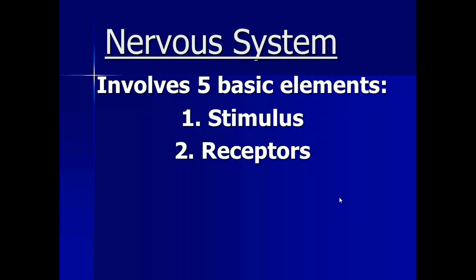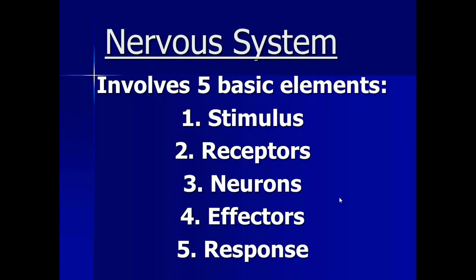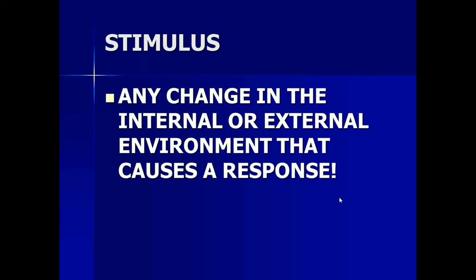Number 1, let's get them all up there: a stimulus, receptor, a neuron, an effector, and a response. Out of these 5, which we're going to define, obviously we're going to highlight neurons in the next screencast. Let's just define these words here. So what is a stimulus? Any change in the environment, internally or externally, that's going to cause your body to react.